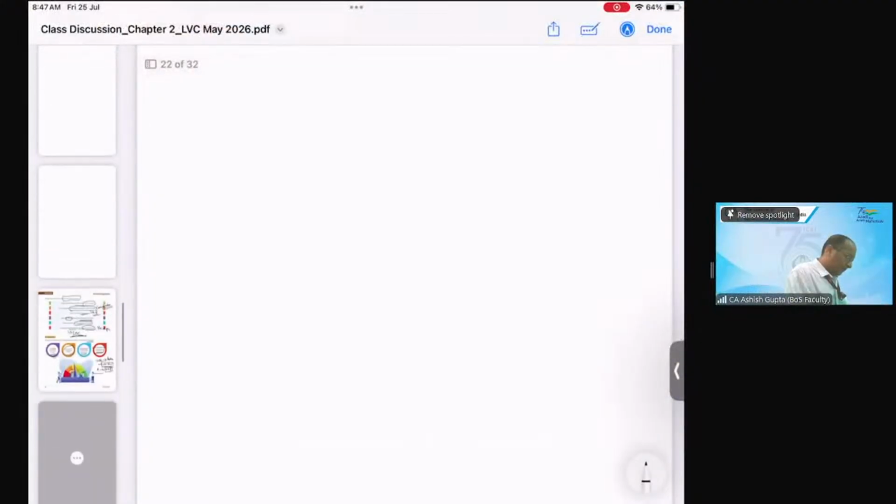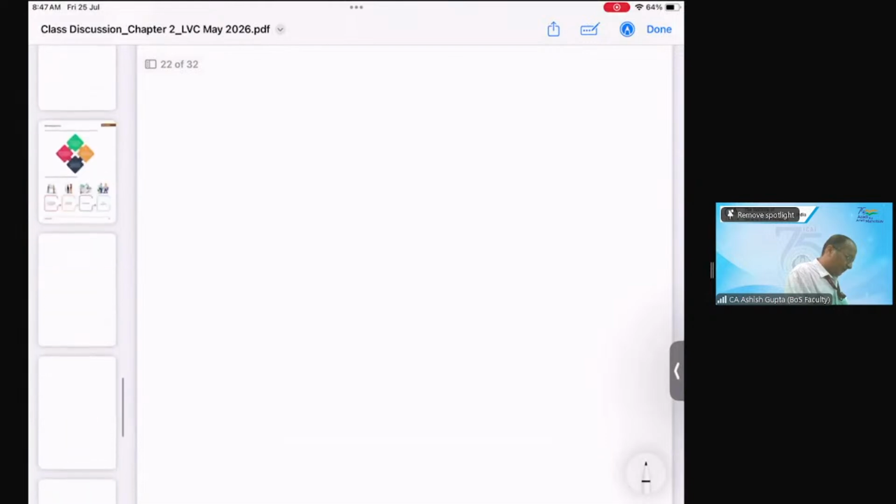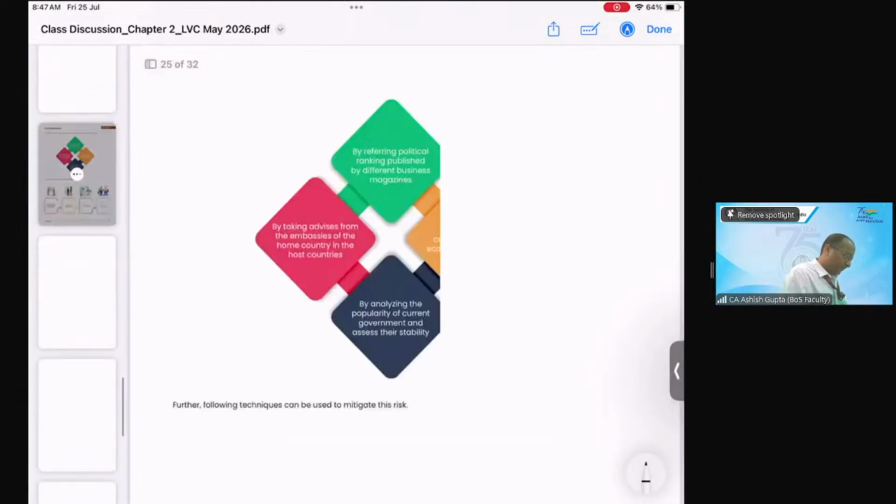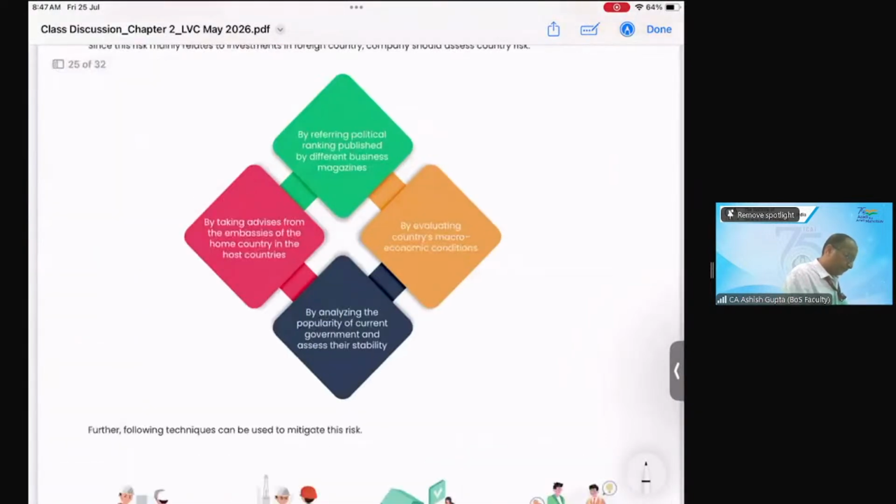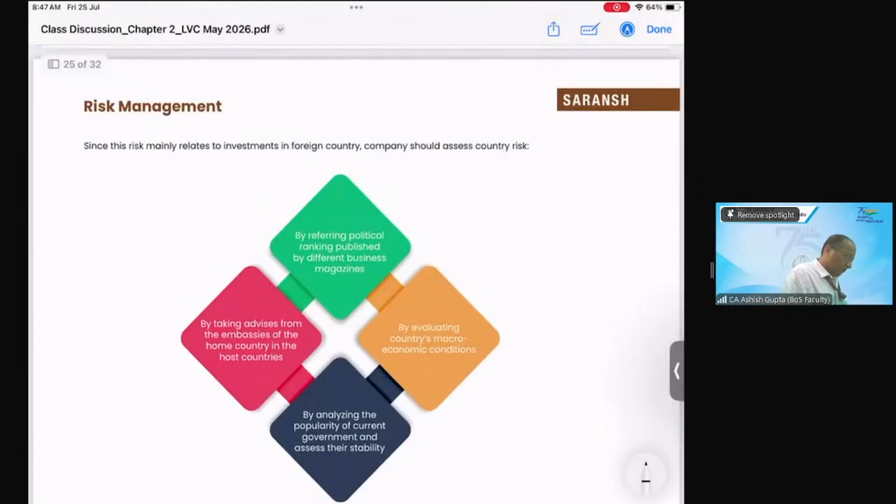We have discussed this much. Now we are coming to the next slide. Now, what are the various measures that can be taken so that we could assess the country risk? These are, first, by referring to the political ranking. It is one of the very important ones.